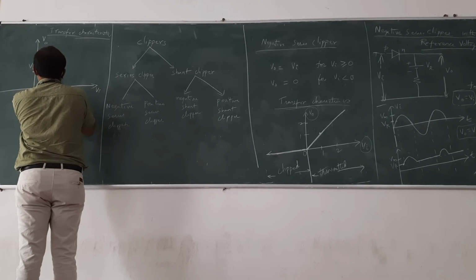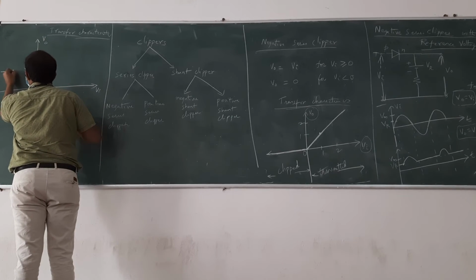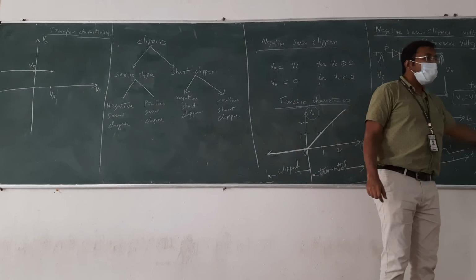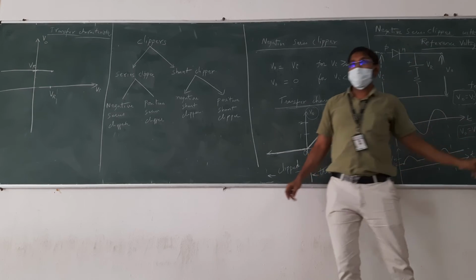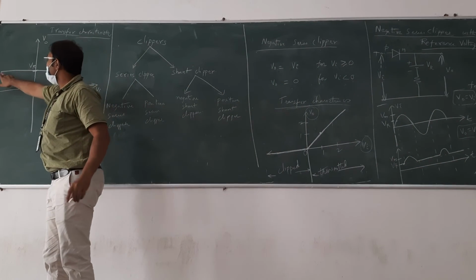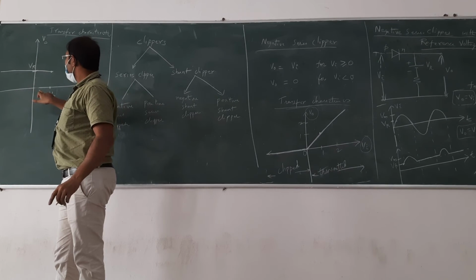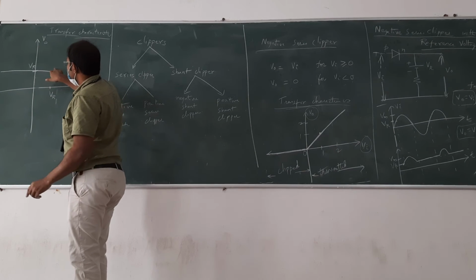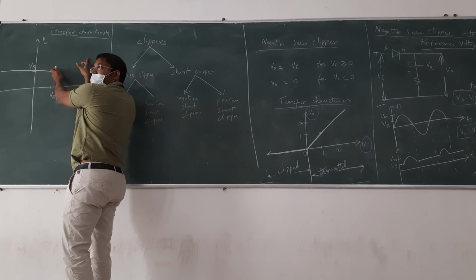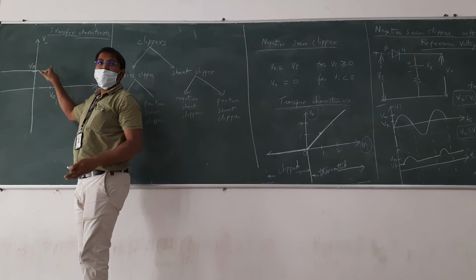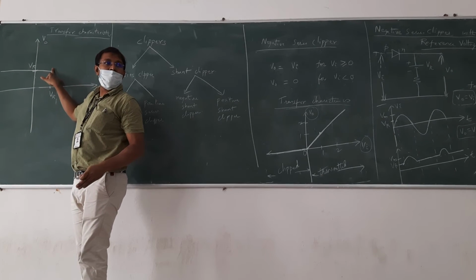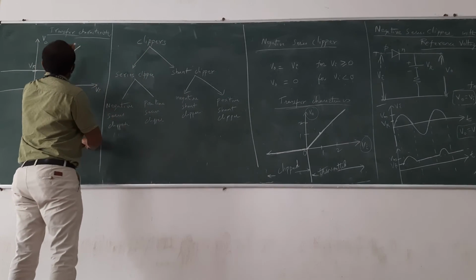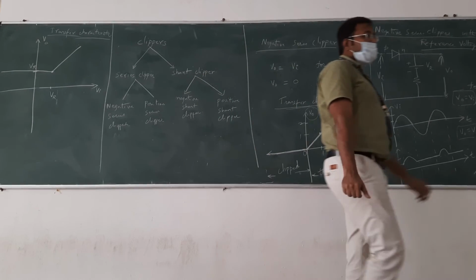So till this point, you will get like this. As long as Vi is less than Vr, V naught is equal to Vr. So V naught is Vr, constant, till Vi is less than Vr. Now this part of the graph, Vi is greater than Vr. How will that be? Yes, linear, very good. It will be linear like this, right?